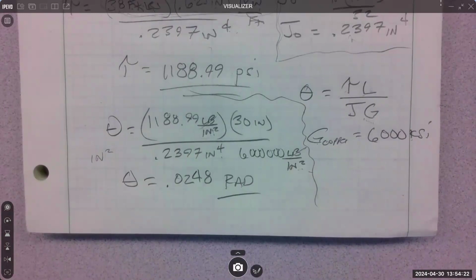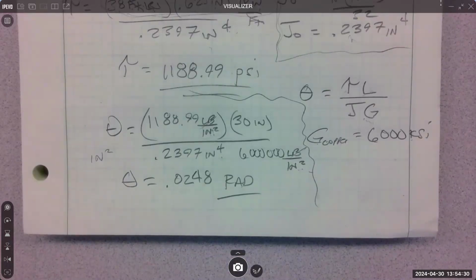Well, that's difficult because if you give radians to a mechanic out on the shop floor or a fabricator, they're going to be like, you need to go back to school because we don't measure angles in radians. How do we get to degrees? Yeah, what is that conversion factor?